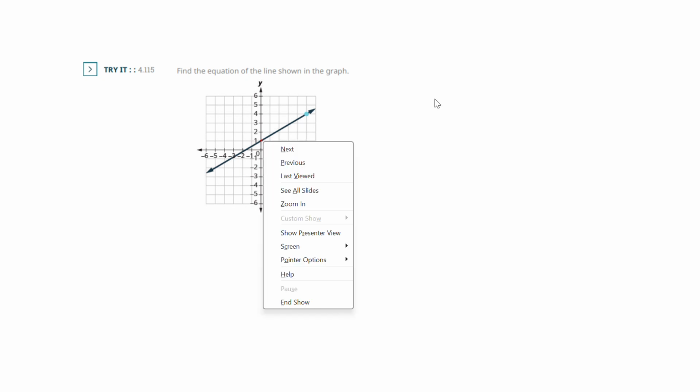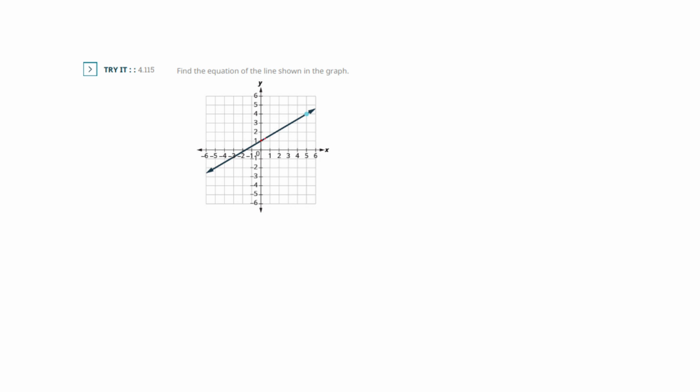So there's my other point that I can see clearly hits on an intersection there. It's actually my intercept as well, which is convenient. So what I've got now is I'm going to find my slope, change in the y's over the change in x's. In the y direction, I'm going 1, 2, 3. In the x direction, I'm going 1, 2, 3, 4, 5.